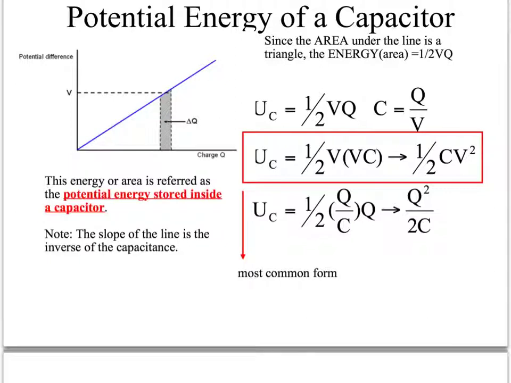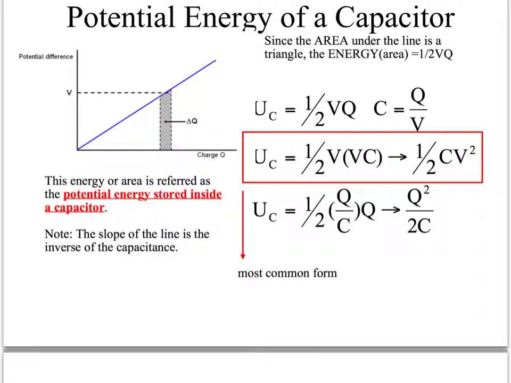Now let's find the area under the slanted line. This area is a triangle, and that would give us 1/2 voltage times charge. Okay, this area is referred to as the energy stored inside a capacitor. Note, the slope of this line is the inverse of the capacitance.